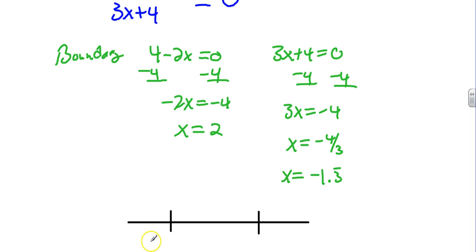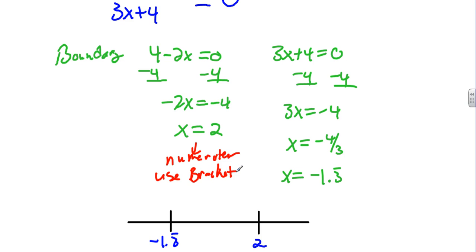Okay, so this is negative 1.3, and that's 2. Now here's the one little detail that you have to get. This came out of the numerator. And as far as the numerator goes, this one you can have it equal to 0, so it's going to be okay. You get to use a bracket. You get to use the square bracket.